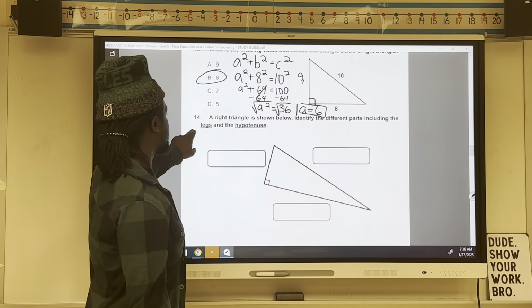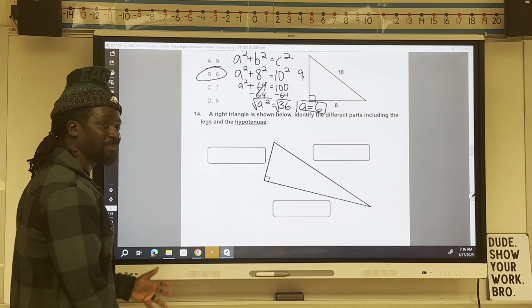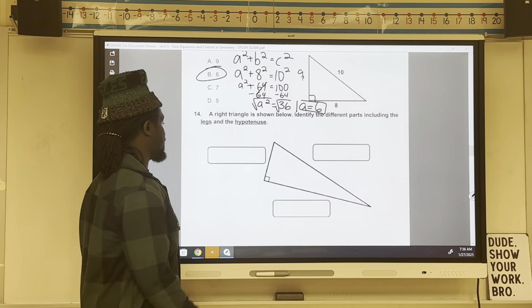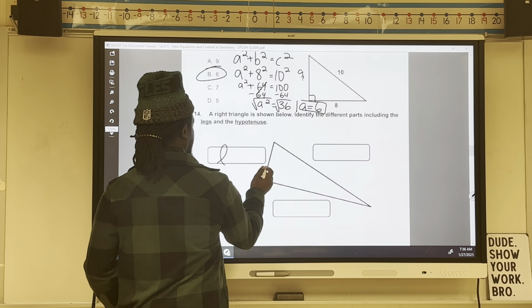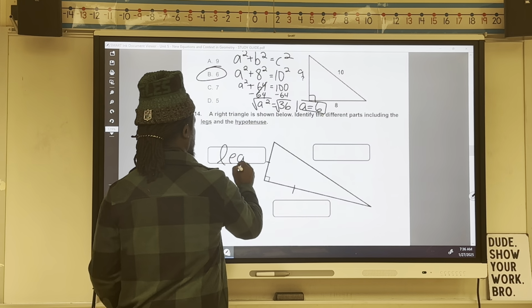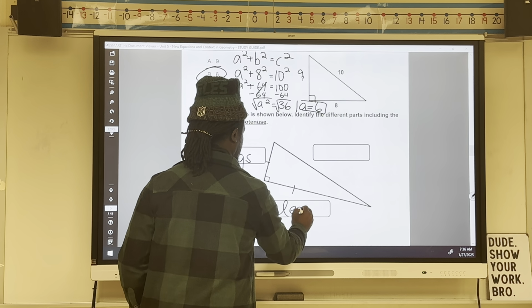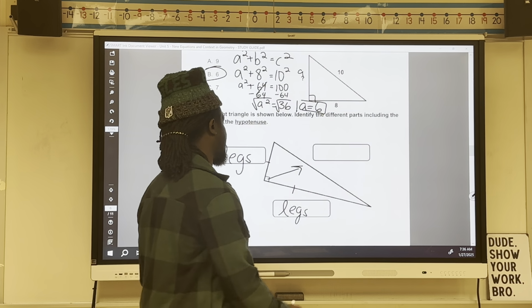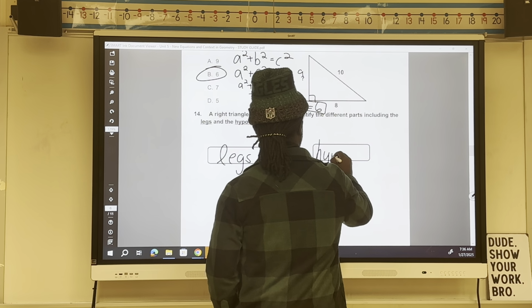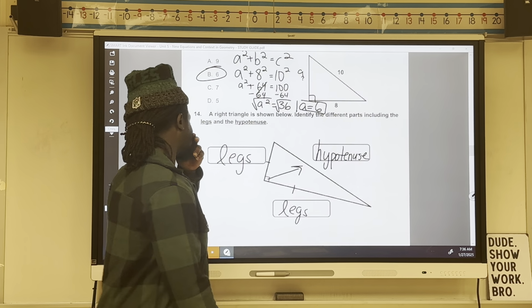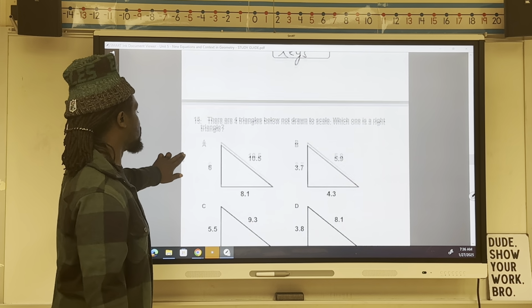All right. Again, here's the key, right? I need to be able to know what my sides are. And you'll have a question like that where you can identify. Again, the two sides that make the right angle, those are the legs. So both of those are the legs. And then the side that is across from the right angle, that is the hypotenuse. All right, easy peasy. All right, moving on.